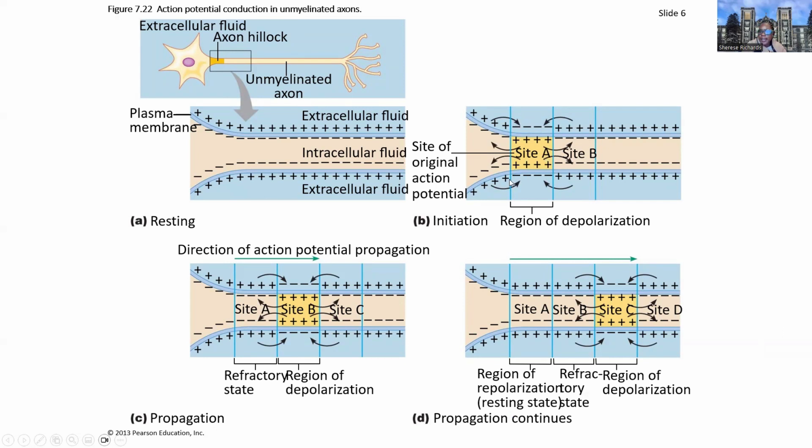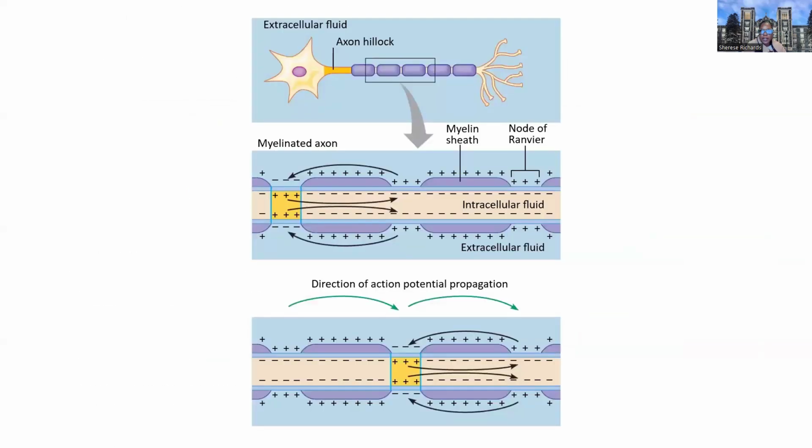It's going to depolarize site A, move to site B, and then because site A will now be in its refractory period, that is going to prevent any retrograde movement, movement backwards of the action potential. It keeps the action potential going in one direction. So that is how we propagate the impulse in an unmyelinated neuron, and it would hit every single segment followed by the refractory period so it can move in one direction.